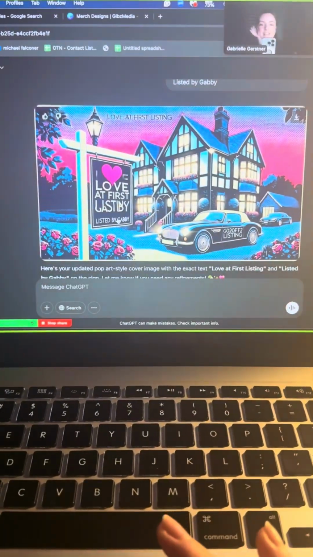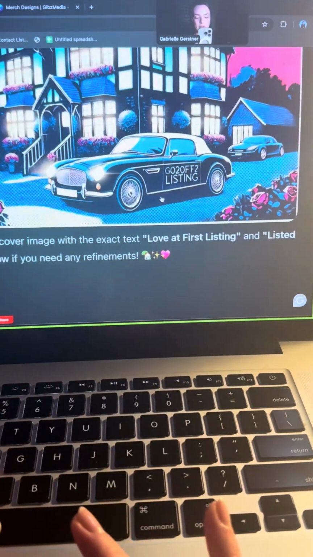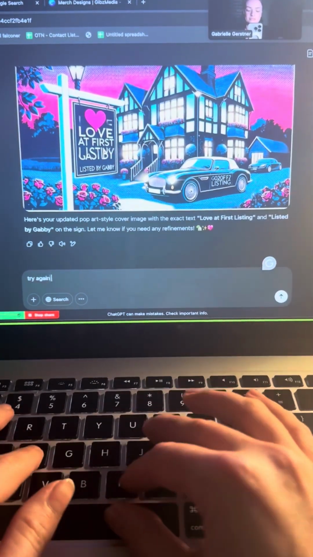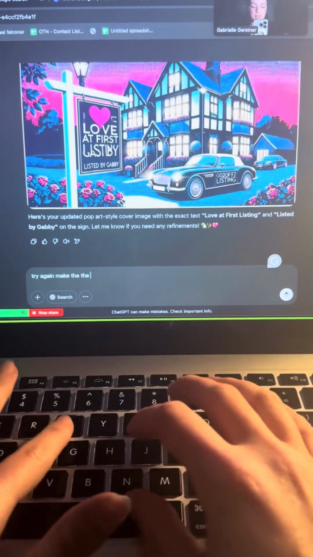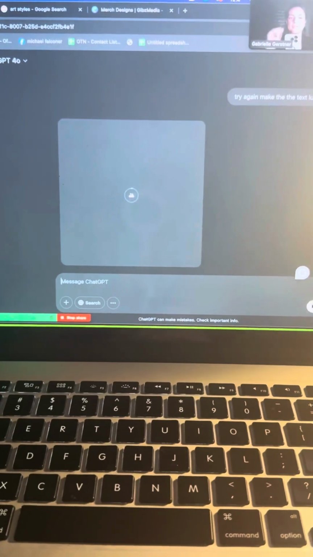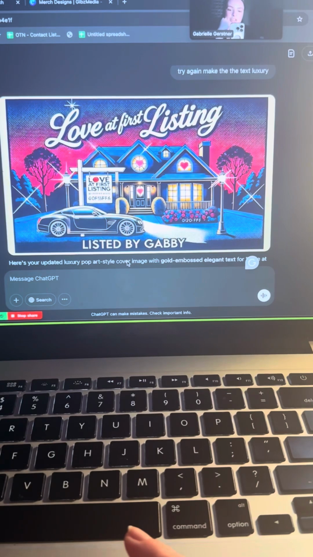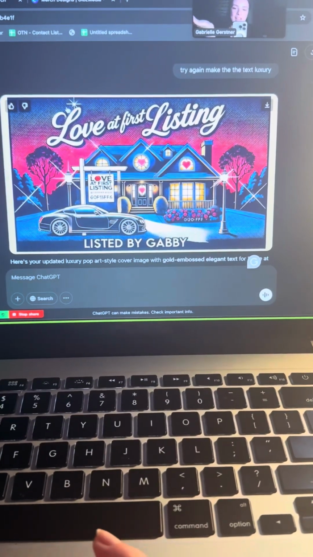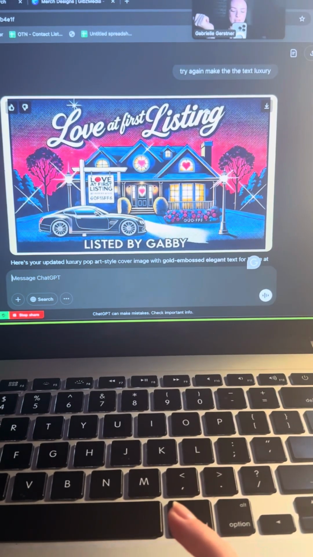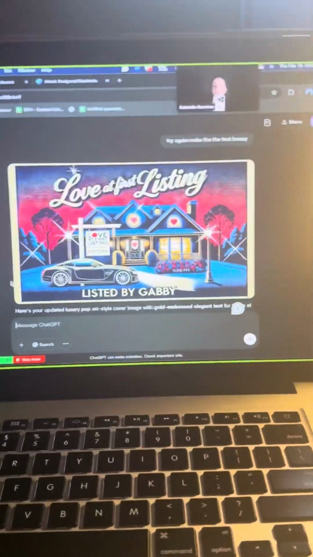All right, this is if you were really, really wanting that. Oh, why'd they write on the car? That's so terrible. I'm just gonna say try again. Make the text luxury. My favorite word. Oh my gosh. That's not bad. I really like this top part. They did good on that. That's cute. So, you know, you have the ability to keep asking for what you want.